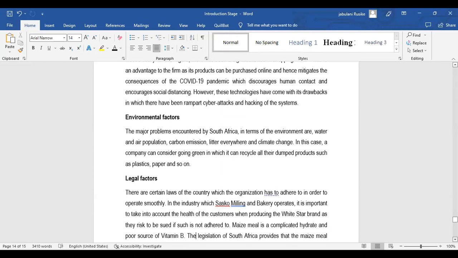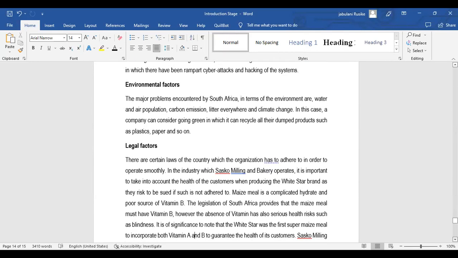And then there are legal factors. The legal factors are more or less the same as the political factors, because at the end of the day, it is the government, it is the action of the government. It is actually the government that enforces those laws. So there are certain laws of the country which the organization has to adhere to in order to operate smoothly.